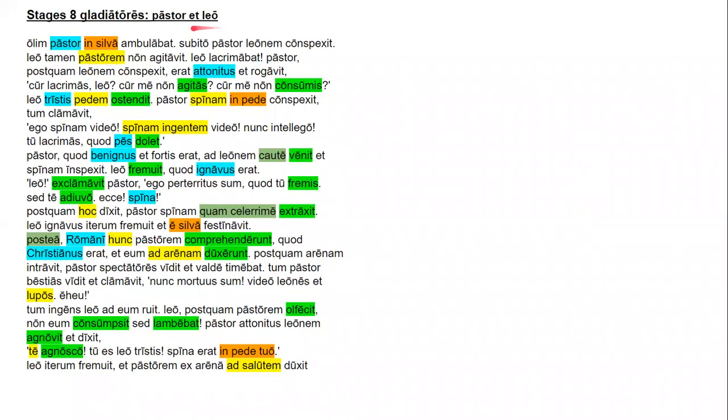So this version is a little bit different, though, and we'll talk about that in just a bit, about how it's been changed and why. So let's start the translation.